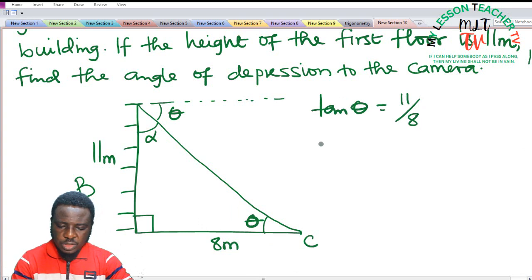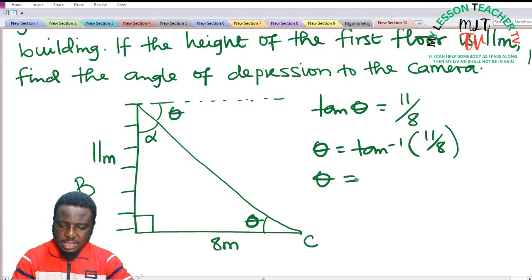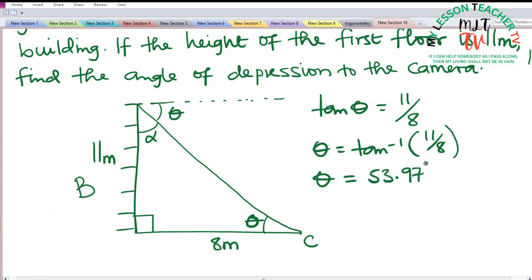In getting our value for theta, we then need to find the tan inverse of 11 over 8. And our answer theta is equal to 53.97 degrees. So this is our value of theta, which is said to be the angle of depression. So this is 53.97 degrees, as well as this 53.97 degrees.